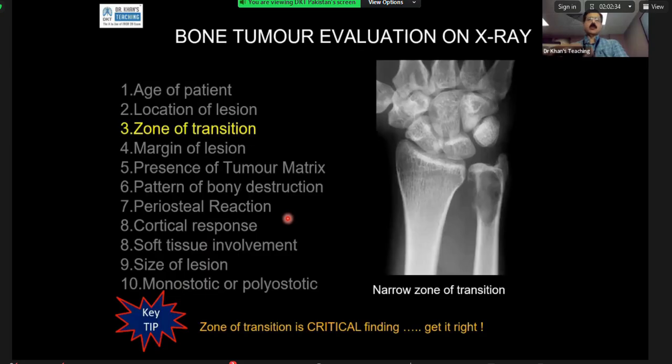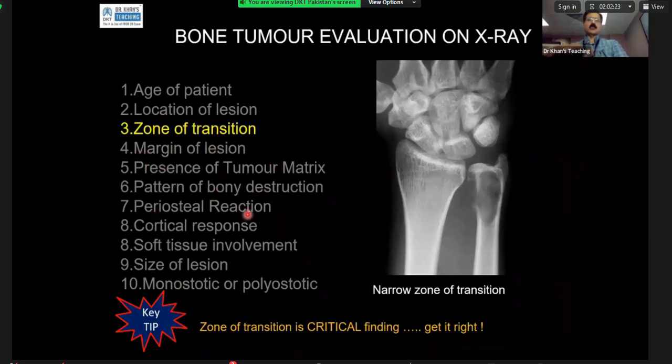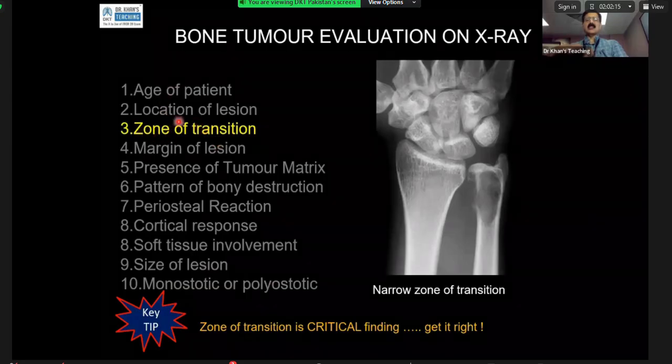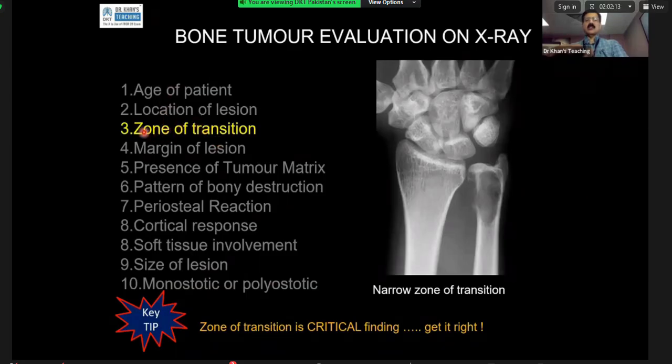When you see a tumor, what are the 10 things which you look at? Age, location, zone of transition, margin of the lesion, tumor matrix, pattern of bony destruction, periosteal reaction, cortical response, soft tissue involvement, size, and monostotic or polyostotic. In this, other than age and location of the lesion, the key thing is zone of transition.